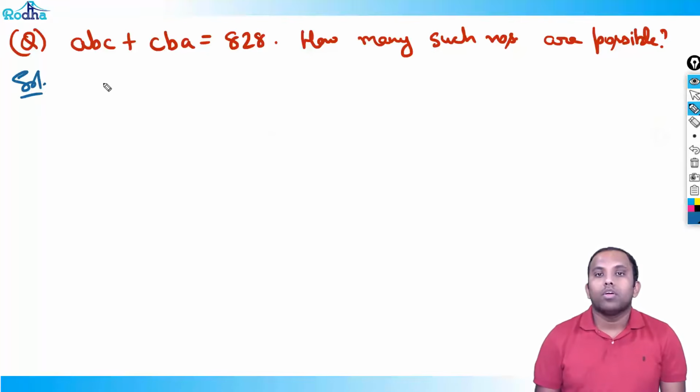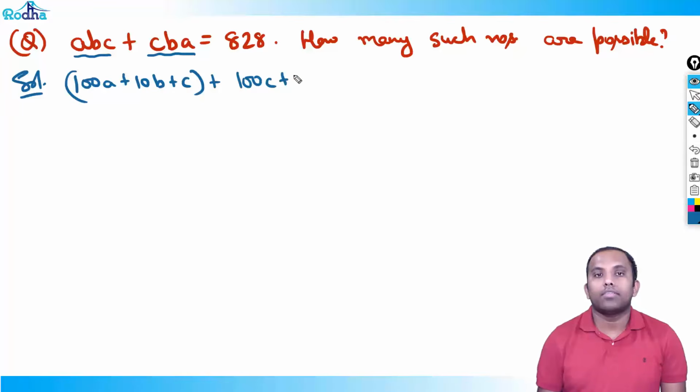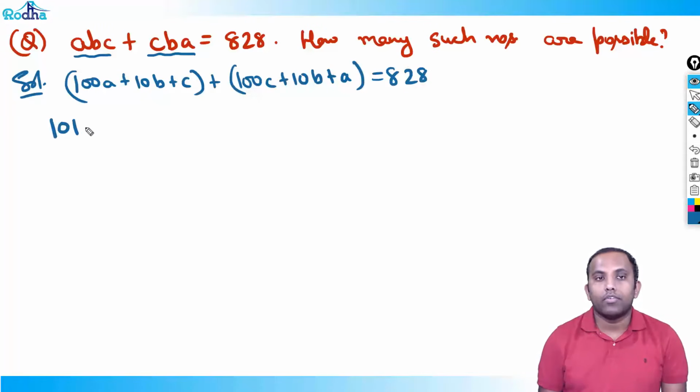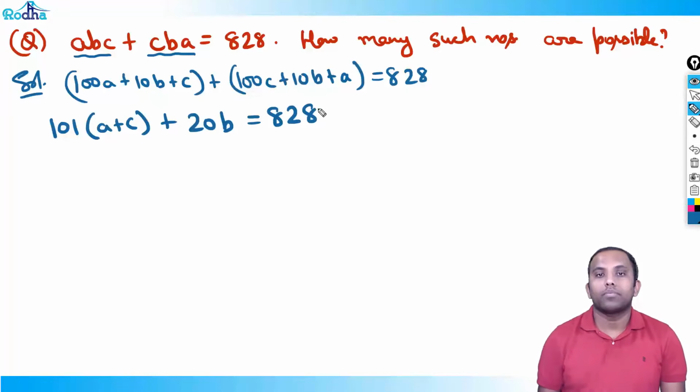Okay. So this ABC and CBA can be written as 100A plus 10B plus C plus 100C plus 10B plus A is equal to 828. Okay. So let's solve it. 101 into (A plus C) plus 20B is equal to 828.